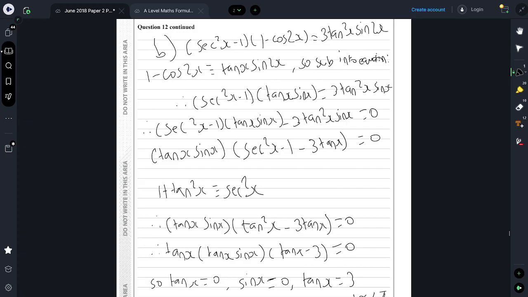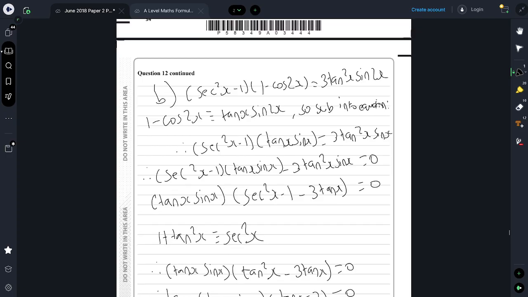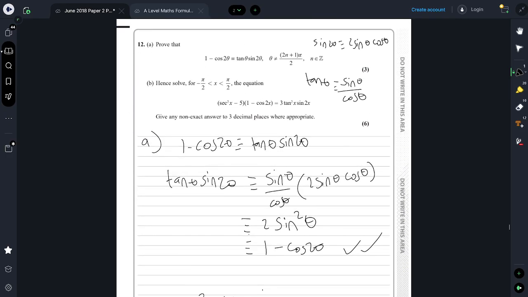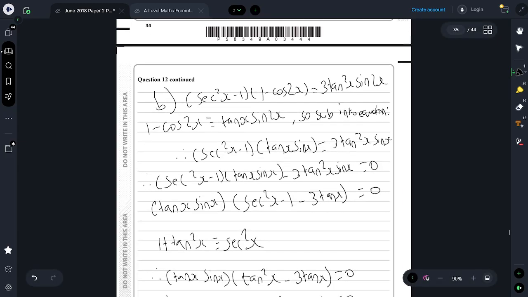So 1 plus tan squared minus 1. So the 1s will cancel. So you're left with tan squared x minus 3 tan x. That's not a plus 1, is it? Hopefully not. No. Oh, minus 5. We copied it down wrong. Oh, you're kidding me. Minus 5, not minus 1. Oh my god.